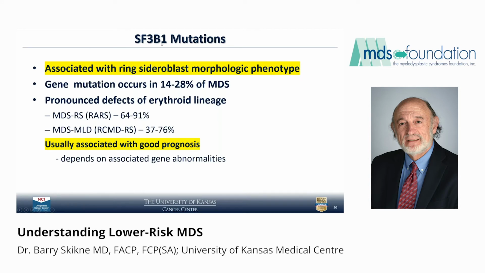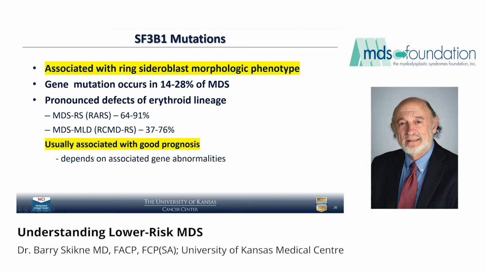So a little bit about this SF3B1 gene mutation, which is associated especially with ring sideroblasts in almost all of these patients. But if you look at all MDS patients, anywhere from 14 to 28% of patients with MDS will carry this mutation. I'm not talking about the ones with ring sideroblasts, it's the others with MDS without the ring sideroblasts. And it usually causes a pronounced defect in the erythroid lineage, so it interferes with how red cells are produced.